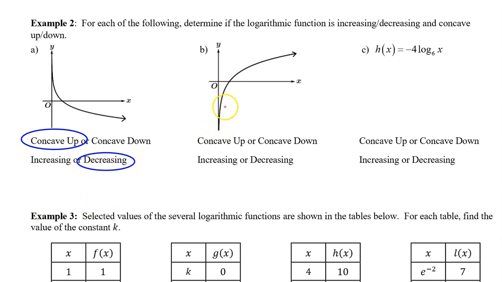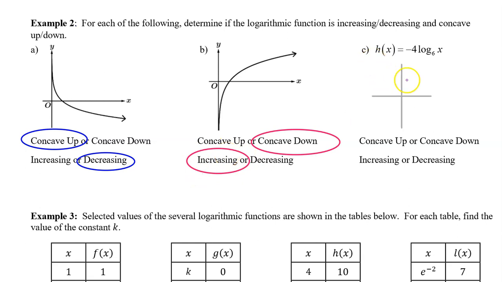We can see that graph B is concave down. It is the left side of an umbrella shape, so that's concave down. And also, from left to right, this curve is increasing. It is rising from left to right. So concave down and increasing.